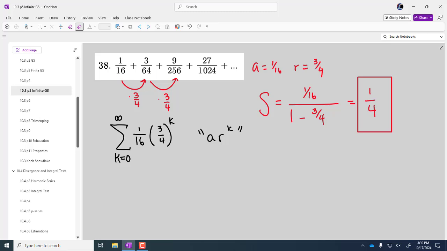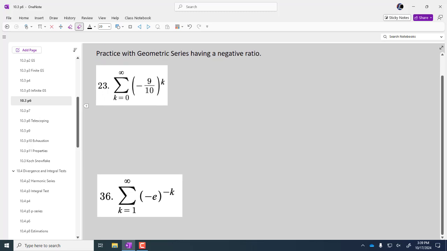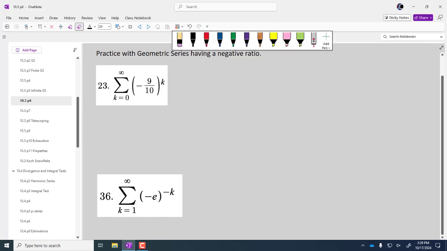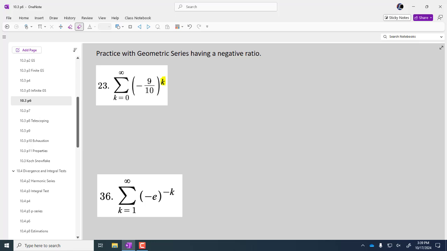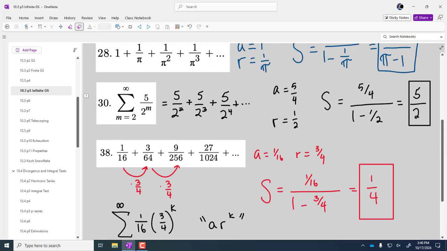Let's go to that page. Here, we haven't done any with a negative ratio, but there's really no difference. Can't you just factor it out? We can't factor it out because of the power. This k is a power, an exponent, so if there's an exponent on it, we can't pull it out. If there's no exponent, like in the prior one, you can factor out the 1/16 or the 5. But if it's part of the power, then you can't factor it out.